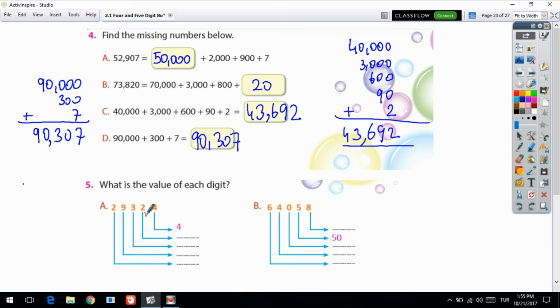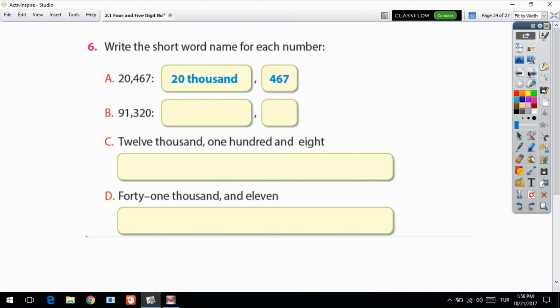1 times 4, 4. So I need to multiply 10. 10 times 2, I am writing here 20. 3 times 100, 300. 9 times 1000, 9,000. 2 times 10,000, 20,000. So another kind of question. We have 8 times 1, 8. 5 times 10, so 50. Now you correct it yourself. 0 times 100, 0. 4 times 1000, 4,000. Then 6 times 10,000, so 60,000.